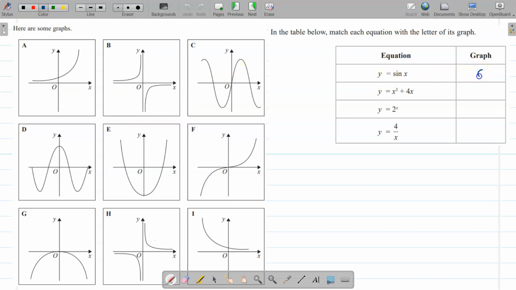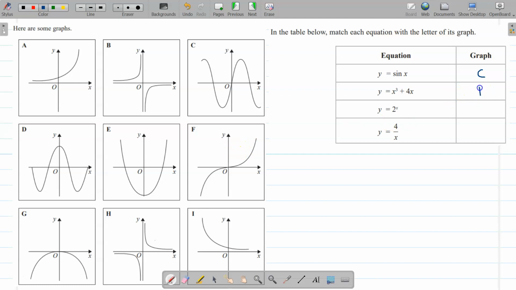Okay, the second one is a cubic. Now, the only cubic could be this one. It changes direction twice. It's also going through the point 0, 0. And if you look at this, when x is 0, y would be 0 as well. So it has to be f.